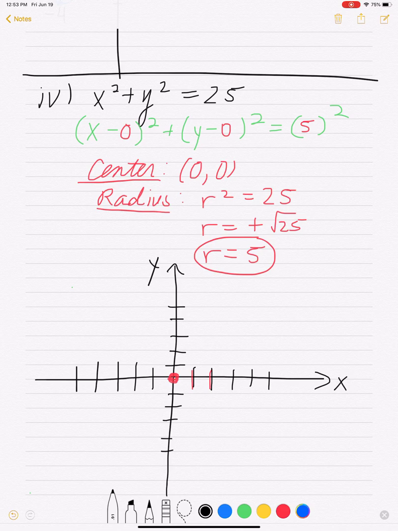I'm going to use blue. 5 to the east, 5 to the north, 5 to the west, 5 to the south. Let's try to get this to be a circle. That's as good as it's going to get. It looks more like an egg, but yeah. There you have it. Equations of circles, graphed.